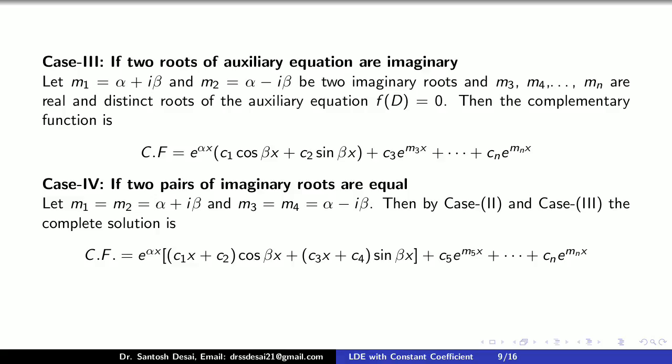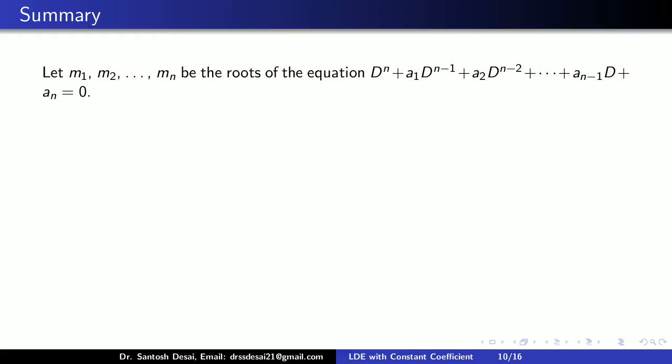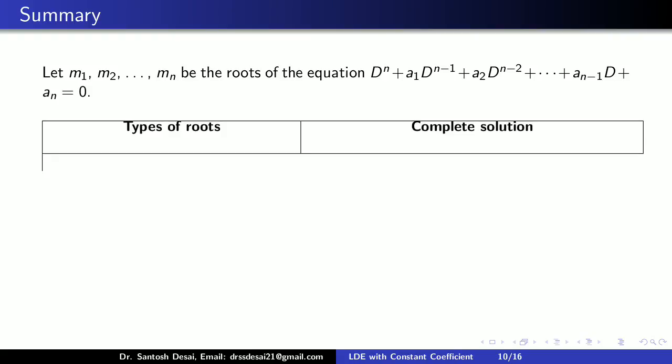So therefore one can write C5 e raised to m5x plus and so on Cn e raised to mnx. So these are the four rules which we need to solve the examples. Now let us summarize these four rules. Let m1, m2 and so on mn be the roots of the equation D raised to n plus a1 D raised to n minus 1 plus a2 D raised to n minus 2 and so on plus an is equal to 0. So let us consider the table.